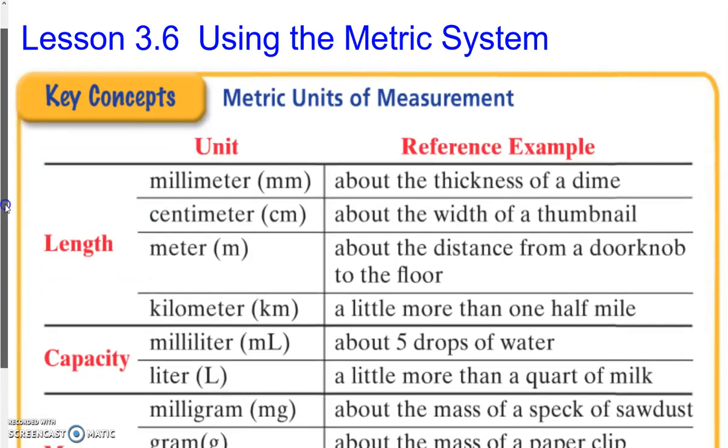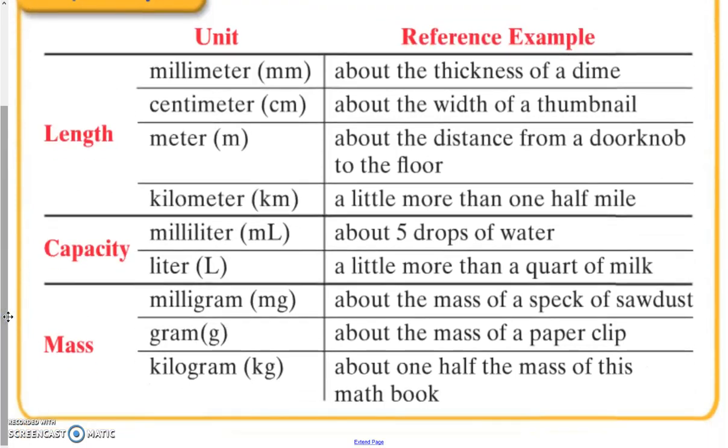When we talk capacity, how much something holds, the 2 most common metric units are milliliter and liter. A milliliter is very little. It's about 5 drops of water. A liter is a little more than a quart of milk.